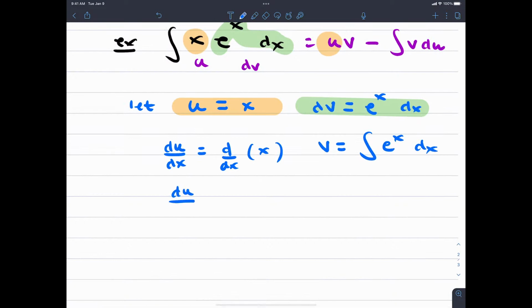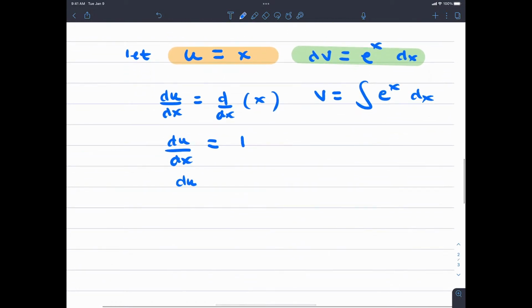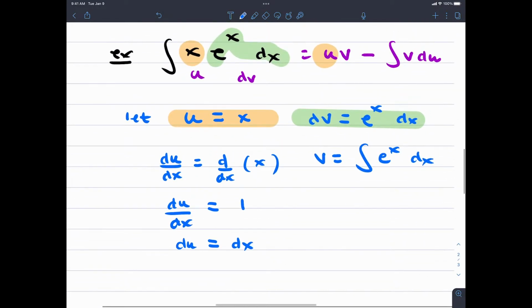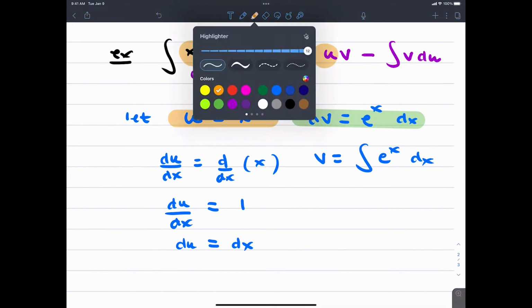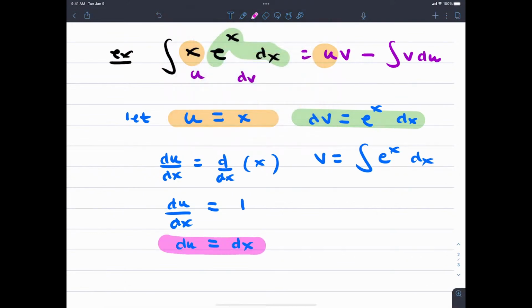So du dx. What's du dx, ladies and gentlemen? You know the derivative of x? What's that going to be? 1. You can solve for du by multiplying both sides by dx, and now du equals what? So what I'm saying is, you just found right here your du. All right, you guys okay with that?